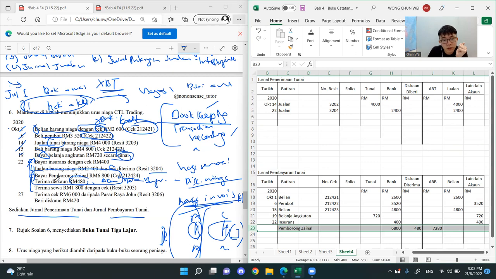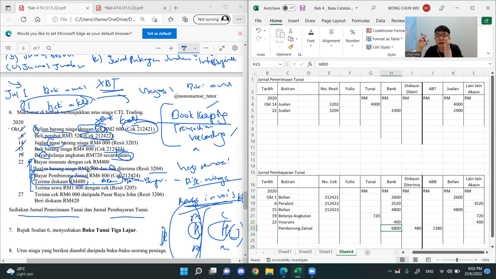Okay, so look back to this pemborong Zainah. So for this pemborong Zainah, kita bayar 6,800 ringgit. Okay, so I already paid. So first step, we record the 6,800 under the bank because it's a cheque. Okay, then they're telling us that CTL Trading terima discount RM480 daripada pemborong Zainah. So I pay for 6,800 ringgit, and in addition, I receive discount 480. Therefore, in discount diterima here, I put 480 ringgit.